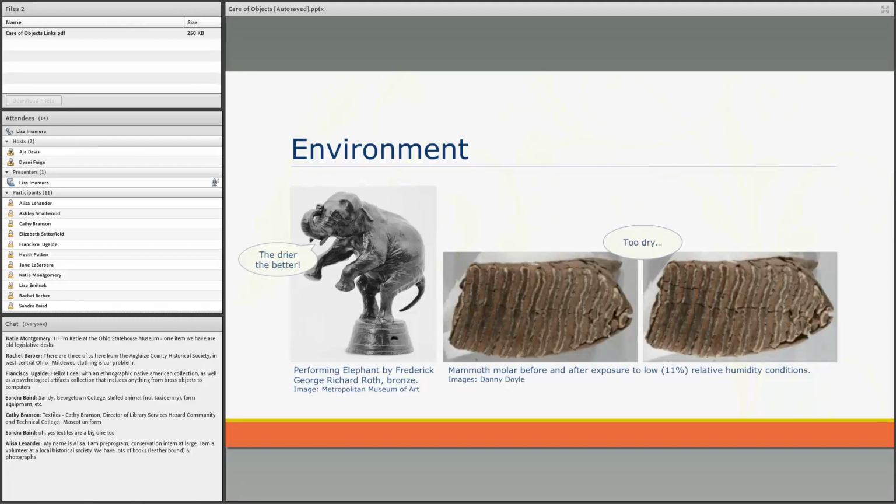Okay. So other parts of the environment include air quality and light. These are covered in the previous webinars, so I'm not going to go into them too much. But if you are looking for material-specific environmental recommendations, I often turn to the CCI Notes series, that's the Canadian Conservation Institute, and also the National Park Service Museum Handbook. The appendices of Part 1, which is the collection section of the handbook, go into quite a lot of detail for a number of different materials.